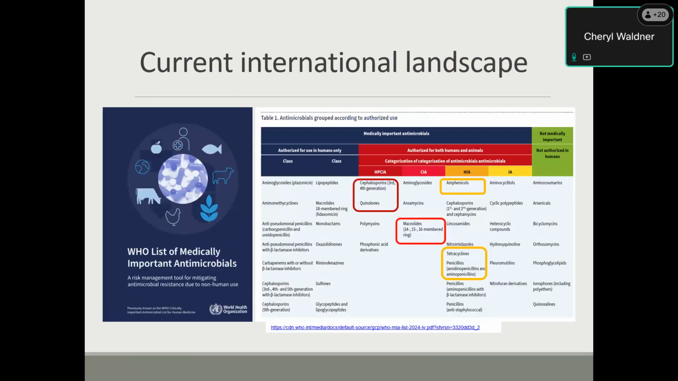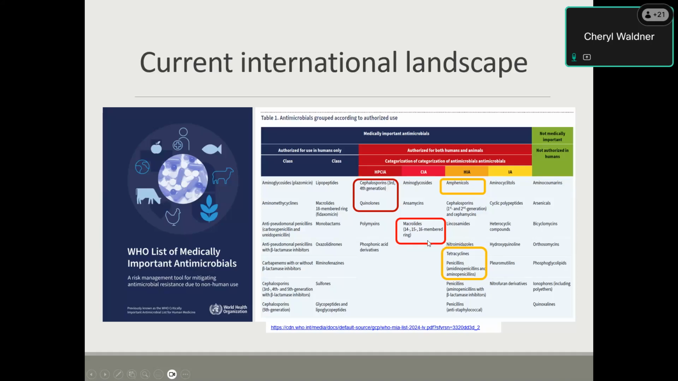Just to update a little bit more on the current international landscape here in terms of what drugs we're actually using in beef production. The ones that we are using the most often here, and I don't know if you can see my pointer, but I'm going to try anyway, are in the orange column here. The amphenicals and the tetracyclines are the ones that get used the most often. Penicillins are used not so much for BRD, but for some other diseases.